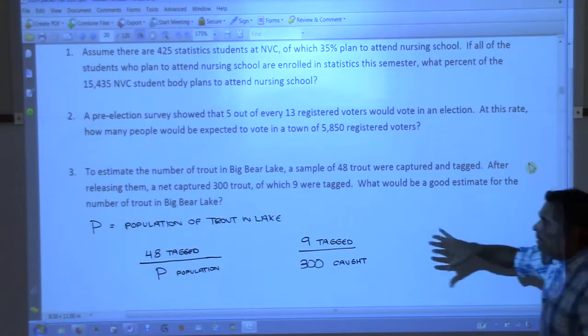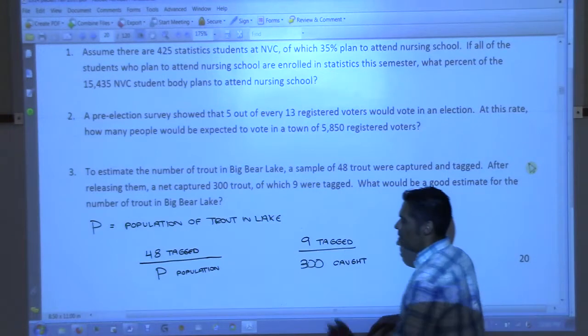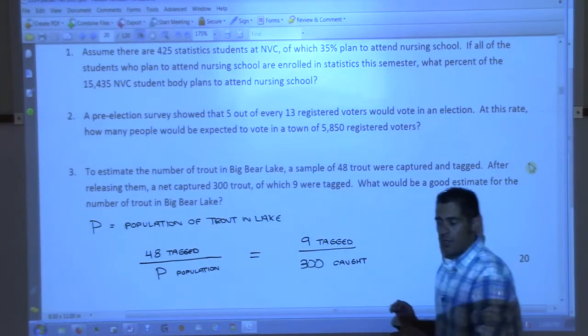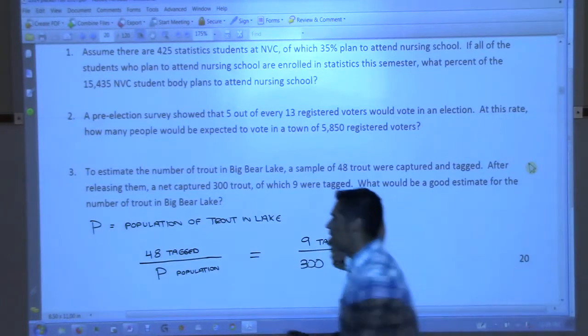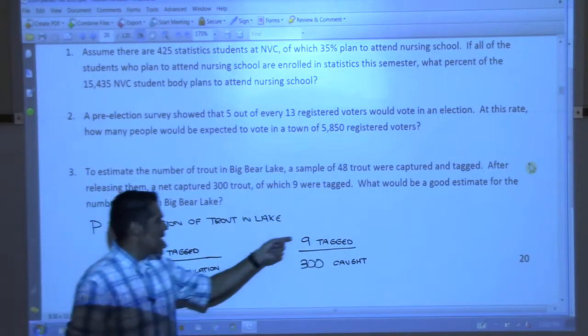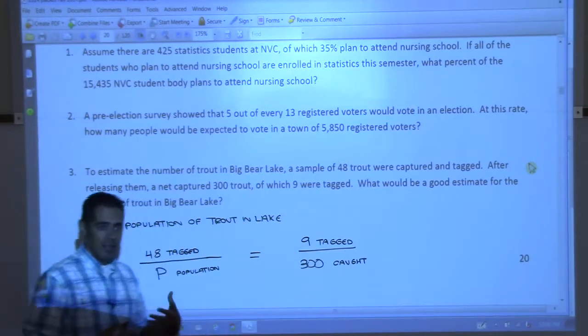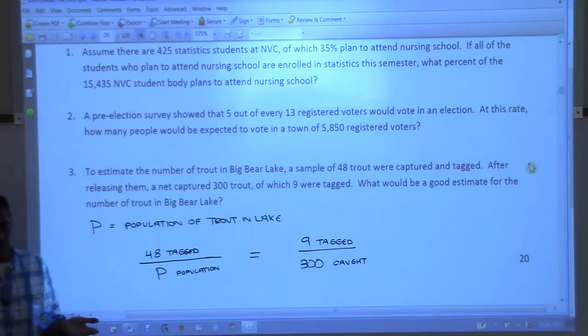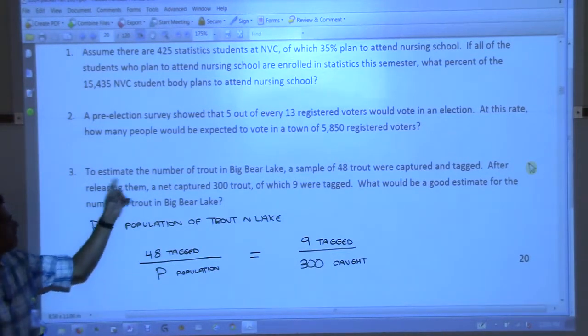To estimate the population of the lake, we can say that these should be approximately the same proportions. We had 48 out of the population tagged. If we catch 300 of them and 9 of them are tagged, then these proportions should be close to one another. It's not exact. That's why we're estimating.